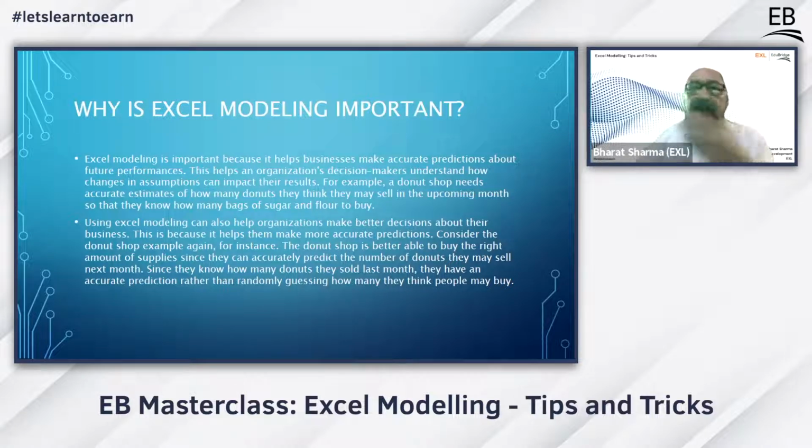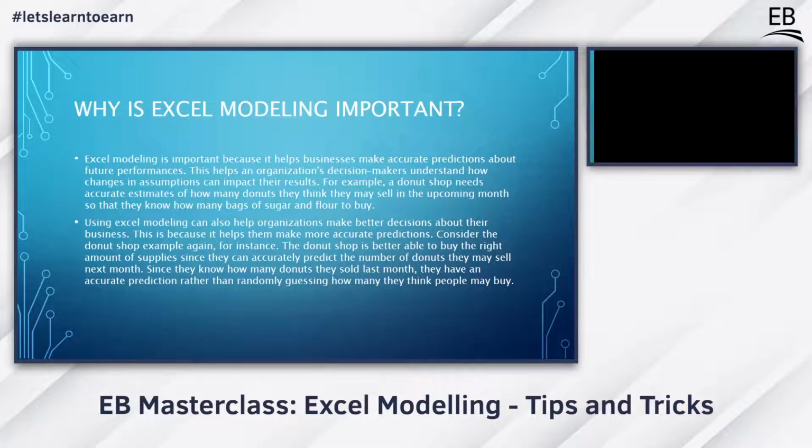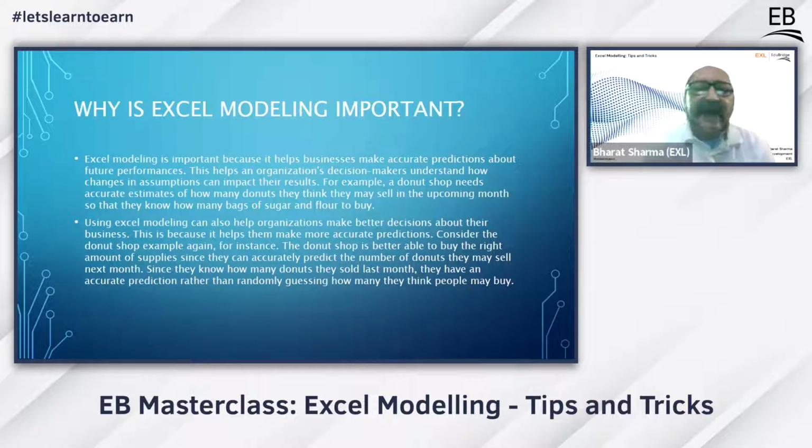Okay, if they know how many donuts, then they can plan how much sugar, how much dough, and other things that they would require. So there is an expense, and there is also an output, which is in terms of the revenue. Okay, and the second part of this slide talks about the same thing but in a different way.